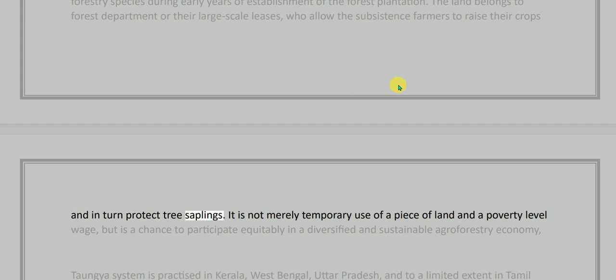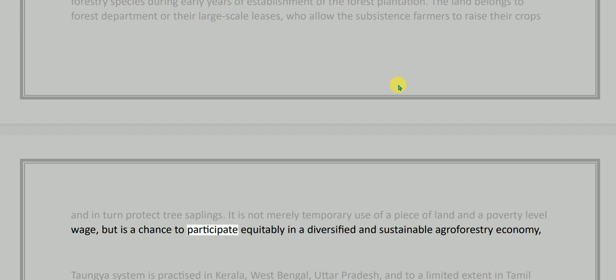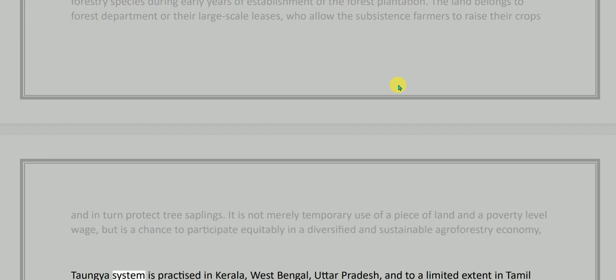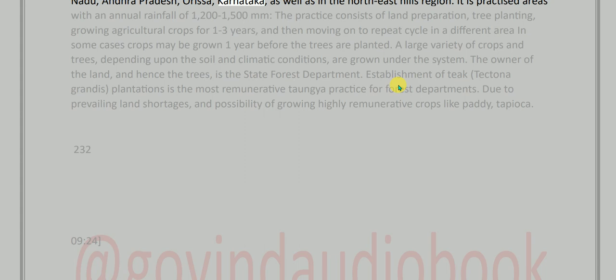It is not merely temporary use of a piece of land and a poverty level wage, but is a chance to participate equitably in a diversified and sustainable agroforestry economy. Taungya system is practiced in Kerala, West Bengal, Uttar Pradesh, and to a limited extent in Tamil Nadu, Andhra Pradesh, Odisha, Karnataka, as well as in the Northeast Hills region.